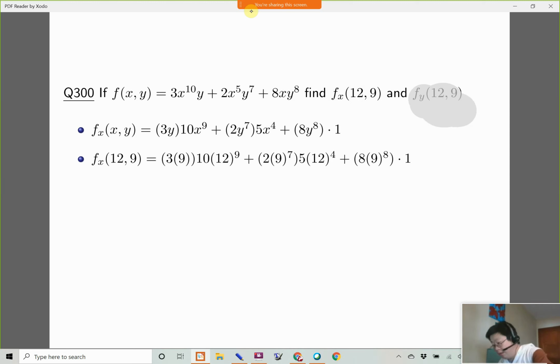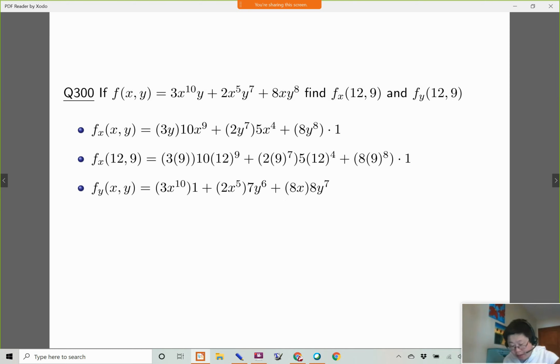Then we need to look at the partial derivative with respect to y. So go back to the original function up here. Now we're treating x like it's a constant. Every time we see x, we pretend it's a constant. And so this 3x to the 10th, that whole thing is a constant, so we copy that. However, this variable y differentiates to a 1.